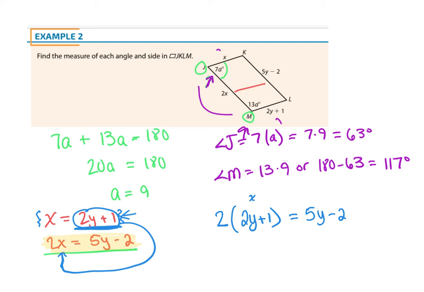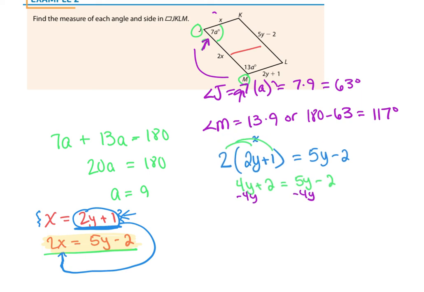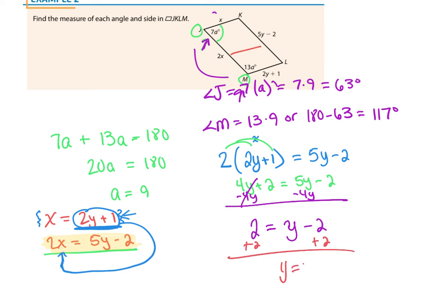So how do I solve this one? What do I do first? How do I simplify the left side? Yeah, I'm going to distribute. I'm going to distribute my 2's. So I have 4y plus 2 equals 5y minus 2. I need variables on one side and numbers on the other. Subtract my 4y over, right? Subtract my 4y. On the left-hand side, it cancels. I get 2. On the right-hand side, 5 minus 4 is just 1y minus 2. I'm going to add over. So now I know that y equals 4.